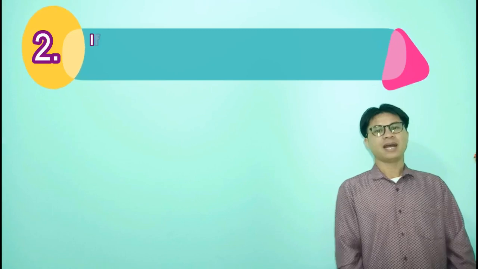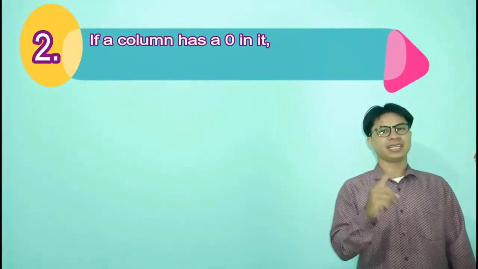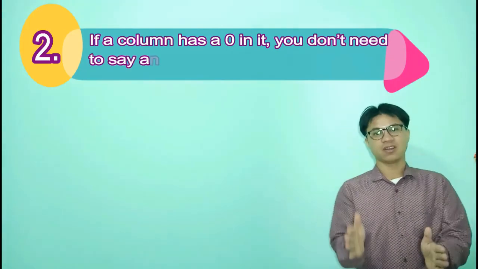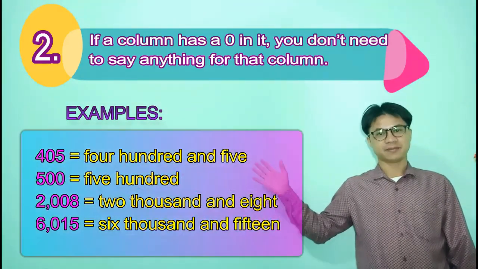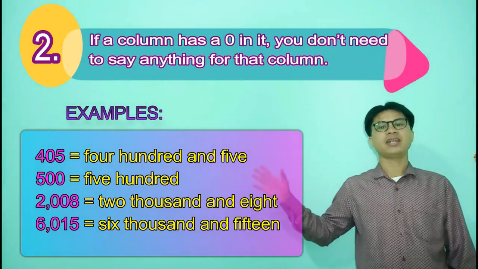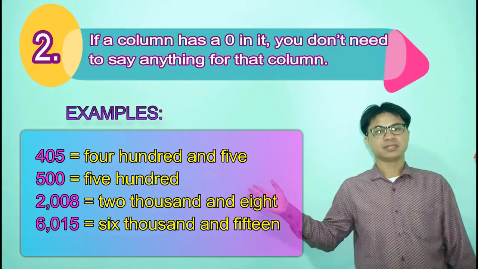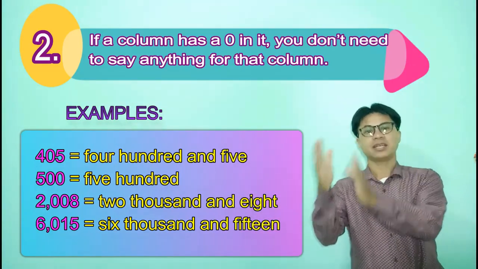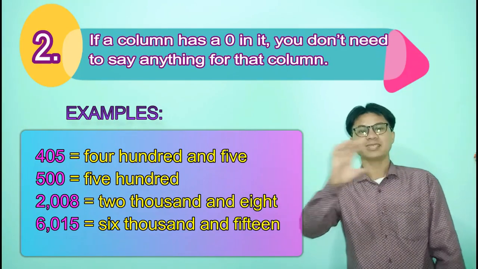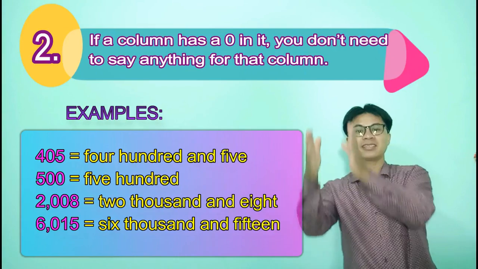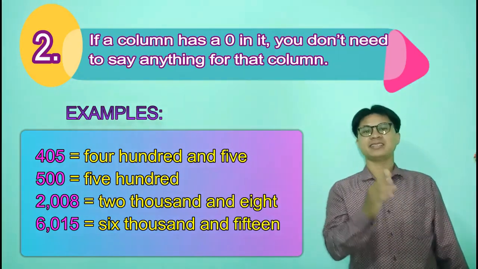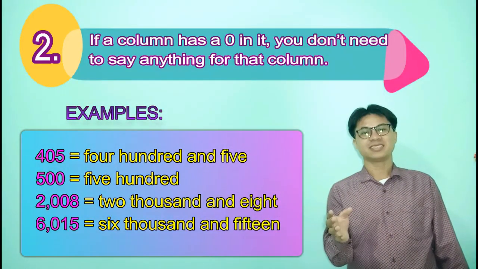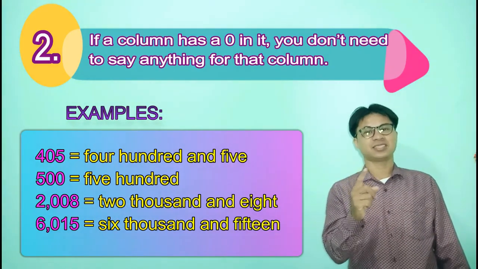Okay, rule number two. If a column has a zero in it, you don't need to say anything for that column. For example, 405. We can read this as four hundred five. So in reading this number, you don't need to say anything for the zero column. You cannot say four hundred zero five, because the rule says you don't need to say anything for that column.